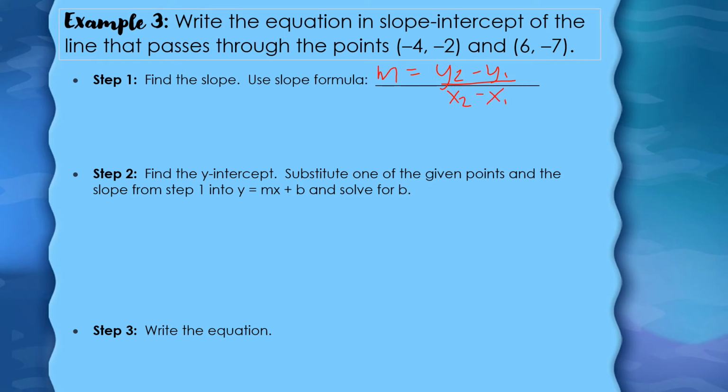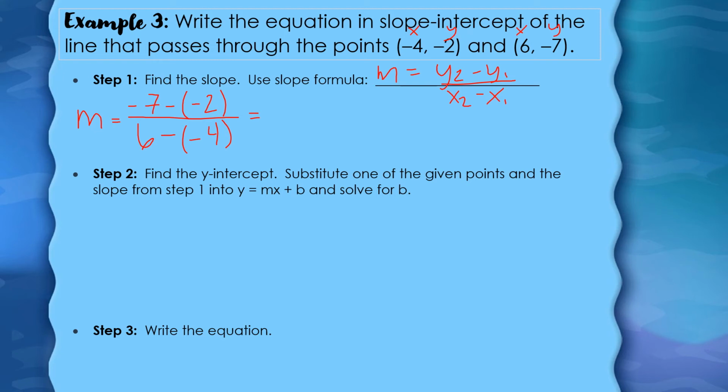And it doesn't matter which point you consider to be x1, y1, and which point you consider to be x2, y2, as long as you go in the same order. So we know this is x, this is y, this is x, and this is y. So if I start with -7 in the numerator minus -2, that means that I need to start with 6 in the denominator minus -4. So again, just make sure you go in the same direction when you do the slope.